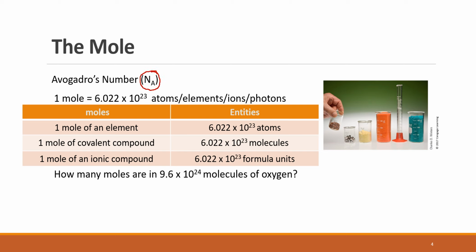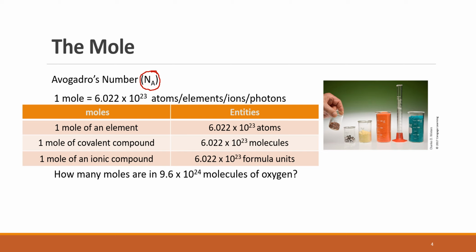Now, when we're talking about 1 mole equaling 6.022 times 10 to the 23rd of something, as we saw in the previous slide, it can be 10 to the 23rd of atoms, elements, ions, photons, right? There's a multitude of things we can calculate. So how do you know which entity or term is being used? That's what this table here is for.